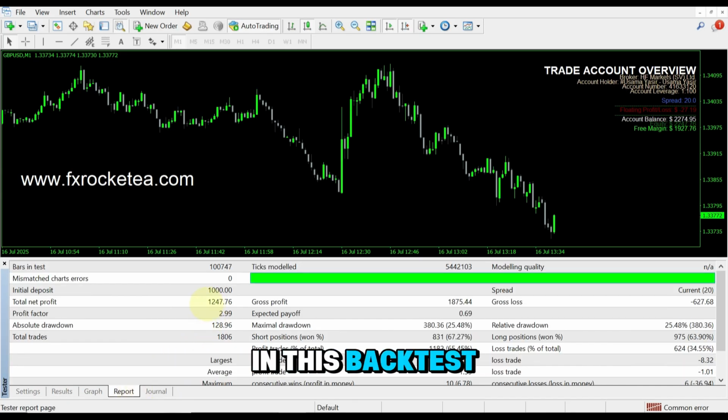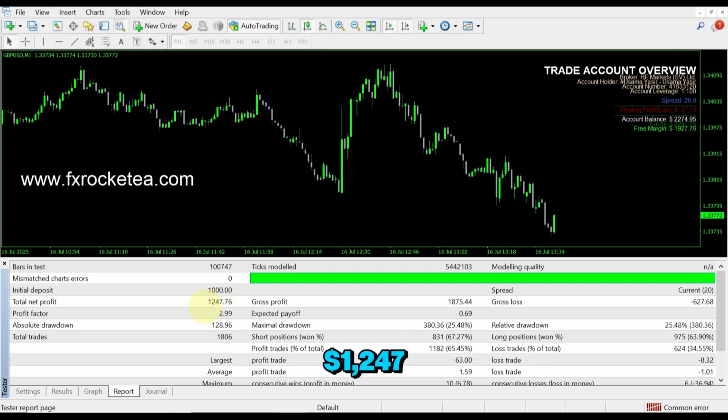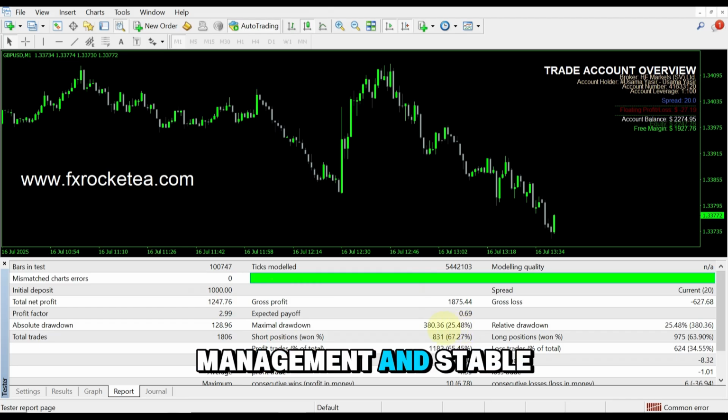In this backtest, the EA delivered impressive performance with a total net profit of $1,247. The maximum drawdown stayed controlled at just 25%, showing strong risk management and stable performance. With a solid 65% win rate, the strategy maintained high accuracy across trades.